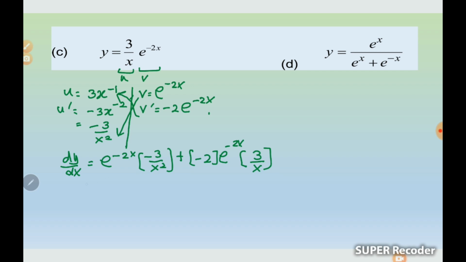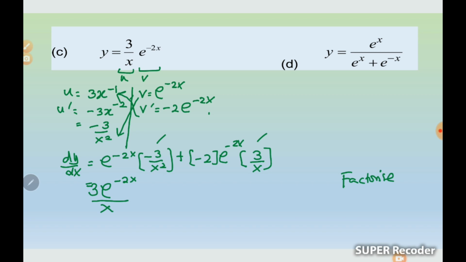So to simplify here, firstly we need to factorize, because we have the same function here, e to the power of negative 2x, at both terms. So e to the power of negative 2x. Then we also have 3 here, so you put 3 in front. Then we also have a function of x as a denominator, so we need x. So please take note, you have to factorize the same term.